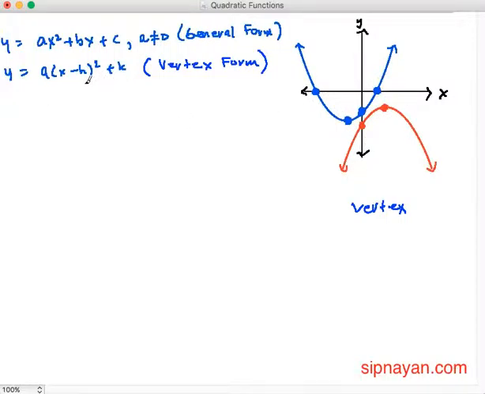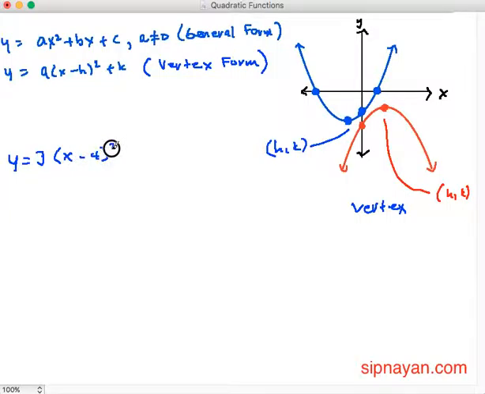So, here, ang vertex niyan ay (h, k). So, ibig sabihin yung coordinates nito ay (h, k). Ito rin, ang coordinates din niya ay (h, k). So, depende yan kung ano yung graph mo, kung ano yung equation ng graph mo. Halimbawa, yung equation ng function mo is 3 times (x minus 4) squared plus 5, kunwari. Then, your vertex is (4, 5).